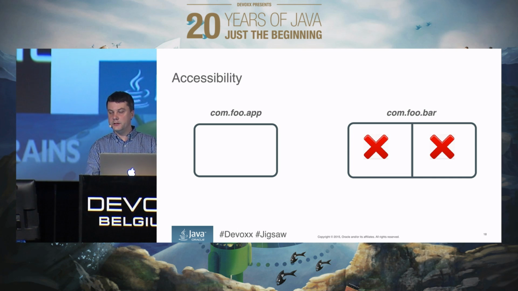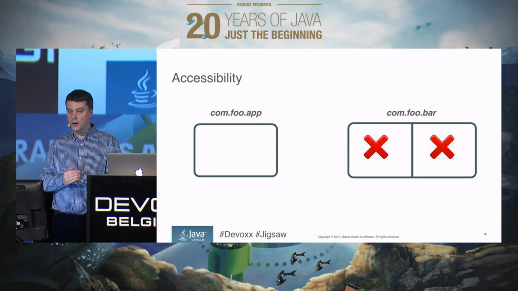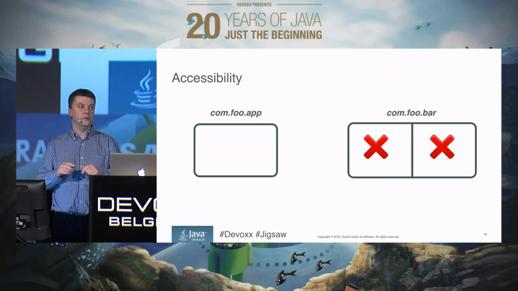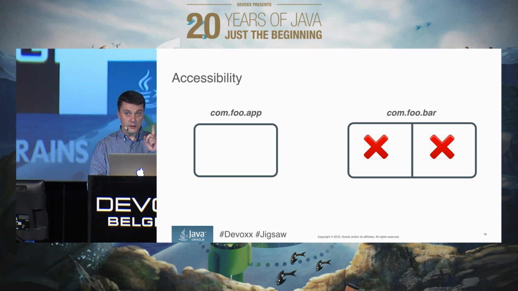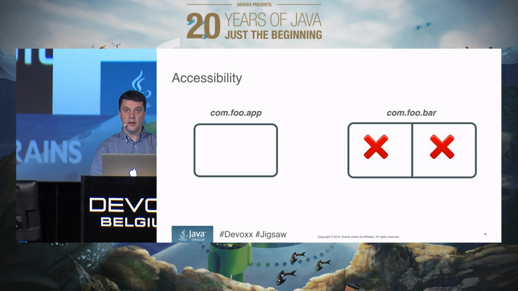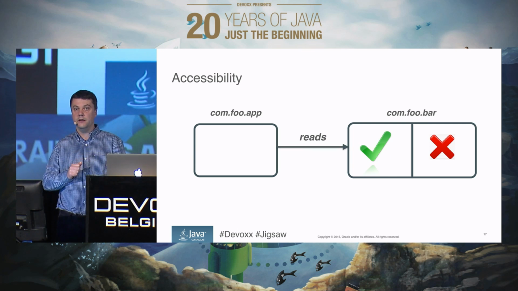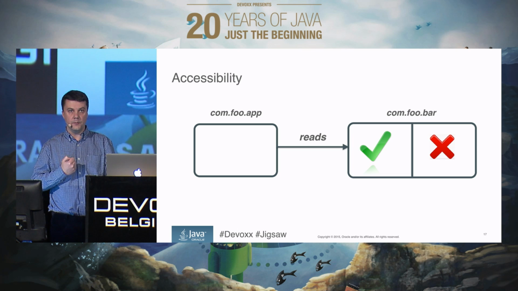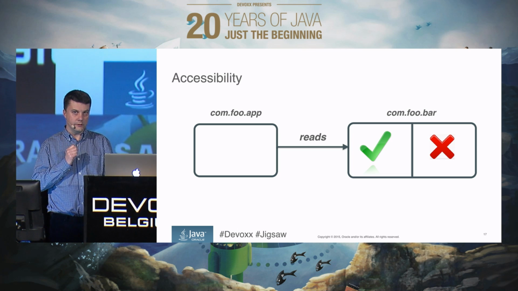If confu app did not read the confu bar module, then no types whatsoever in confu bar are accessible to confu app. Even the exported types. It does not read the module, therefore it cannot access any of the types. If I go back and introduce the read edge again, that allows code in confu app to read the public types in the exported packages.